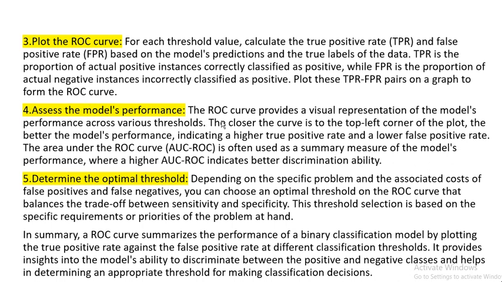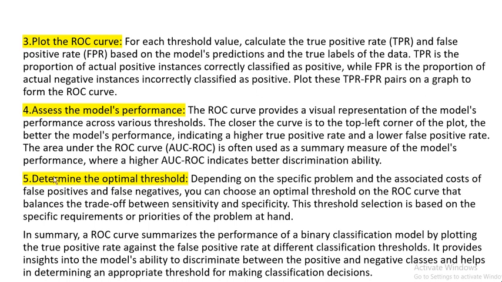Assess the model's performance. The ROC curve provides a visual representation of the model's performance across various thresholds. The closer the curve is to the top left corner of the plot, the better the model's performance, indicating a higher true positive rate and lower false positive rate. The area under the ROC curve, AUC-ROC, is often used as a summary measure of the model's performance, where a higher AUC indicates better discrimination ability.